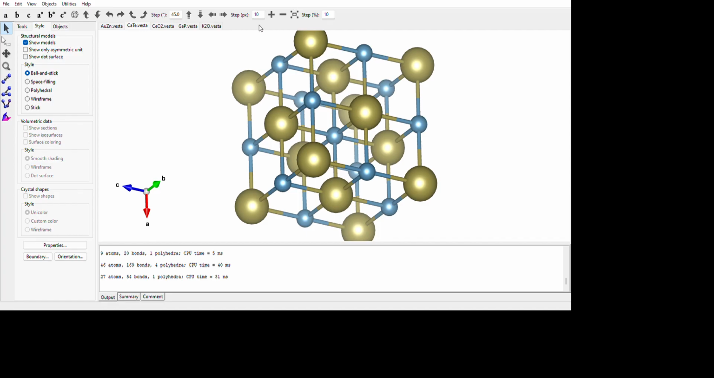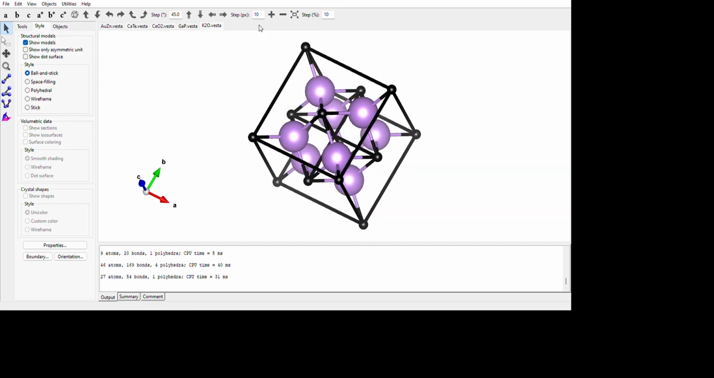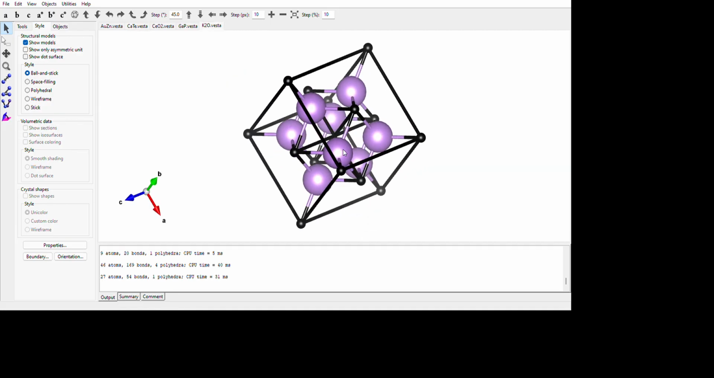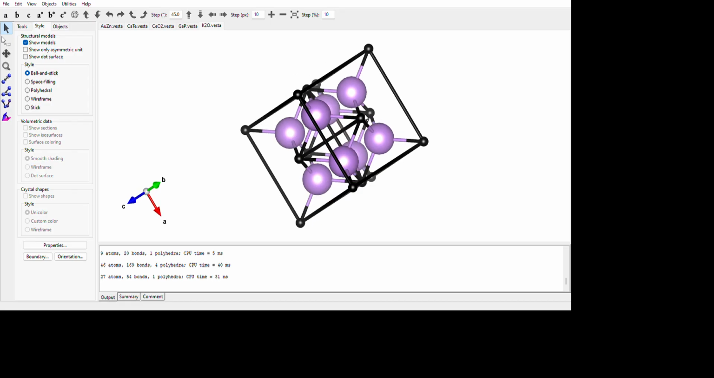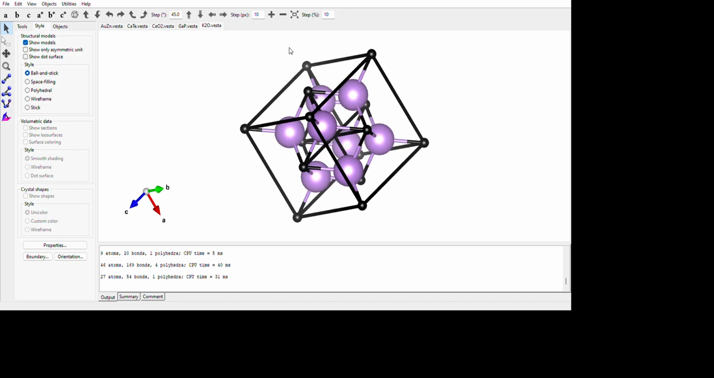Now similarly we have made it for the K2O, which is the anti-fluorite structure. And in the K2O, oxygen is present at the FCC, meaning at the corner atoms and at the face centers, and the potassium is present at the tetrahedral voids. So there's the edit data option. The unit cell, it's the space group of this. It's a cubic type structure.